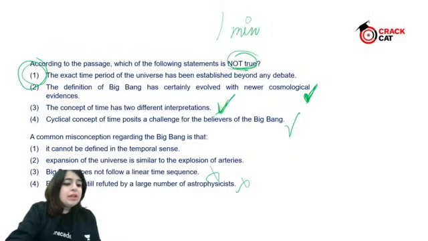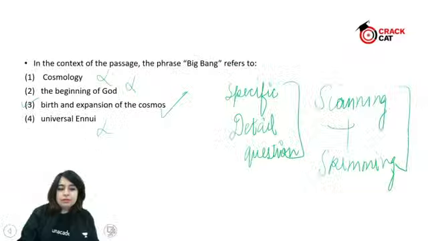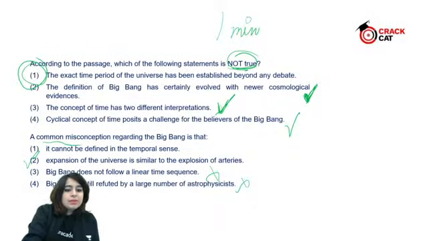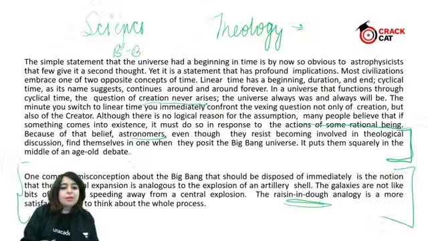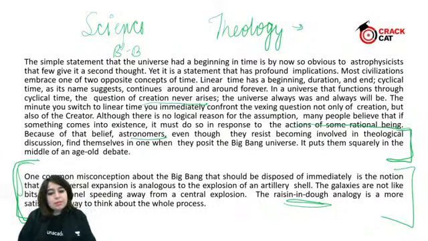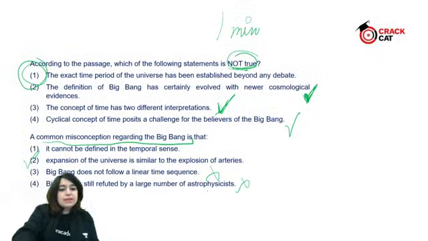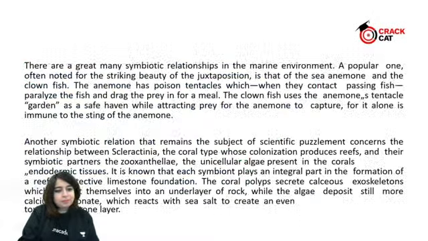I think the answer is the second one, because in the last paragraph it says a common misconception is what? When we come back to the last paragraph, there we have the common misconception, that the notion that universal expansion is analogous to the explosion of an artillery shell. So yes, expansion of universe is similar to explosion of arteries. It says arteries here, arteries is the word. So the answer should be the second one.